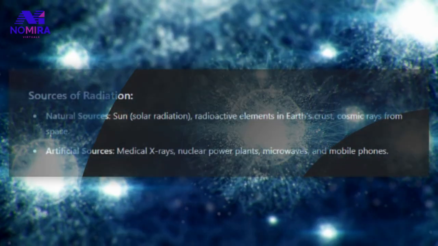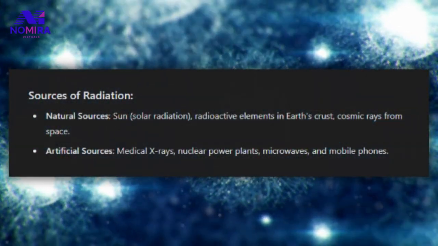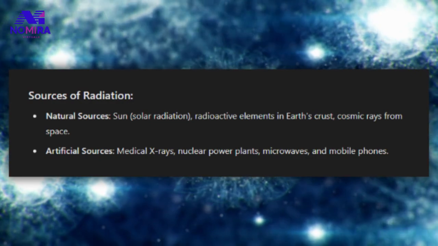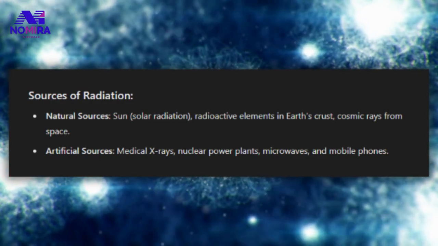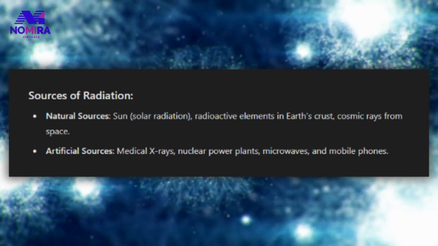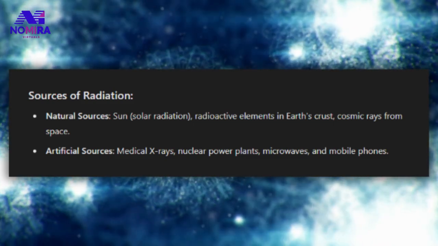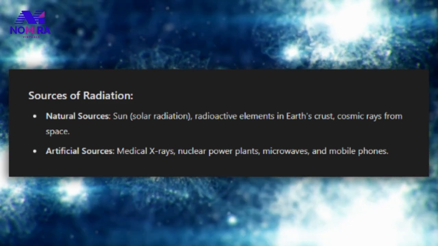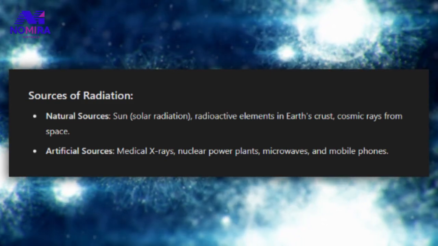Alpha, beta, and gamma. Why does that matter? Because the different types of radiation interact with matter in different ways. And that's what determines their potential risks and benefits. So think of it as a spectrum of energy and penetration power. Let's break down these different flavors of radiation.